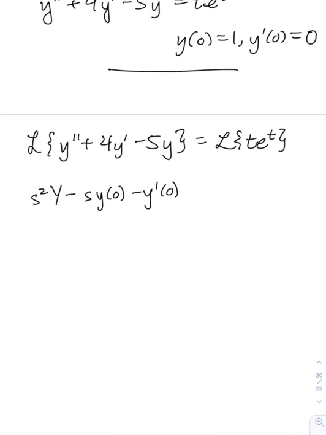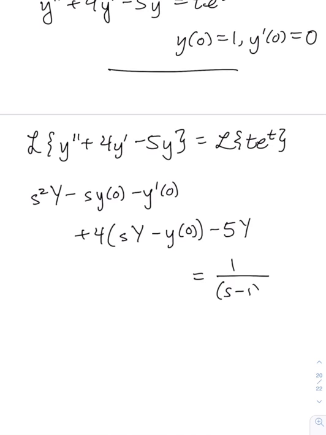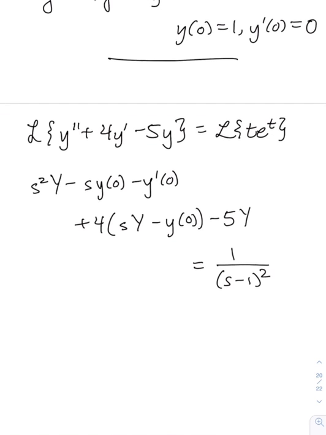Okay, then I get plus 4. Then I apply the rule for y prime. So I get s capital Y minus y of 0. And then I have minus 5 times capital Y. And that's equal to the Laplace transform of t e to the t. Again, we're going to read that off of our table. Laplace transform of t is 1 over s squared, and because of the e to the t there, it's going to be 1 over s minus 1 squared.